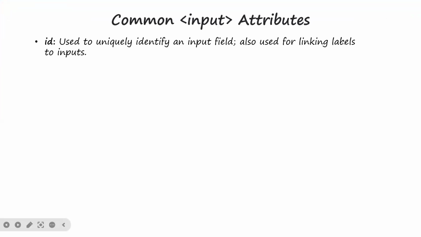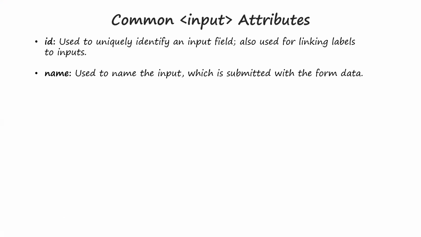You can have ID. This is a global attribute that every element can have. It is used to uniquely identify an input field and also used for linking labels to inputs. In the next section, when we talk about labels, we're going to show you how you can link labels to the input. You use ID in case you want to style that field with CSS, and you can also use ID to link the label. So this is an attribute that you can have.